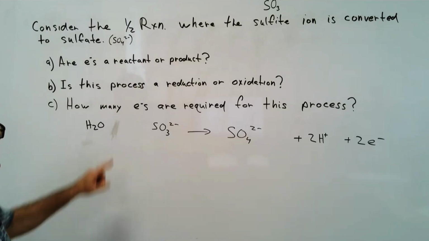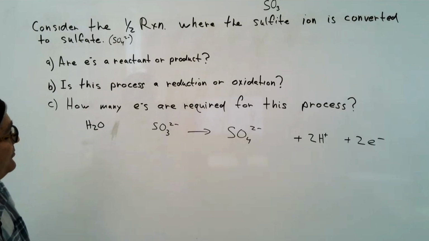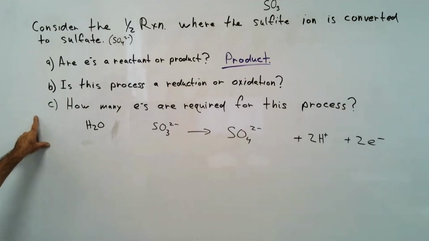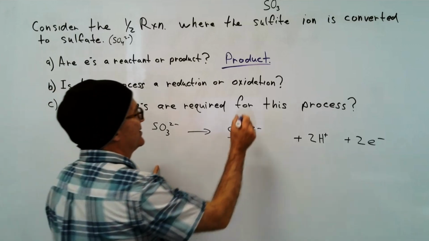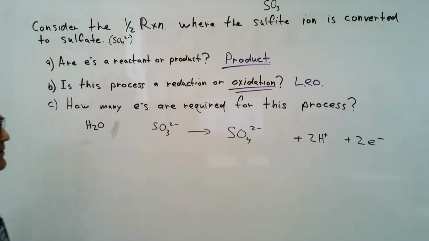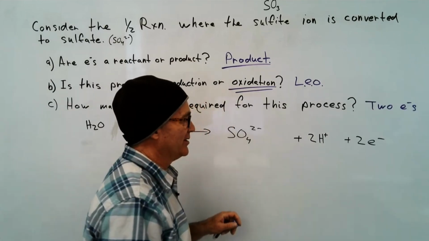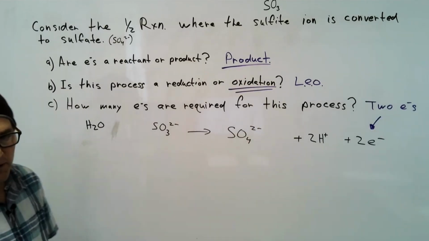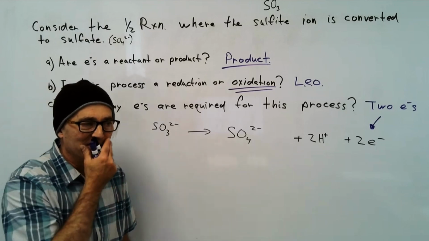And now we can answer this question here. Is this process a reduction or oxidation? It loses electrons, so it's oxidized. How many electrons are required for this process? 2 electrons. Are there any other points to make about this?